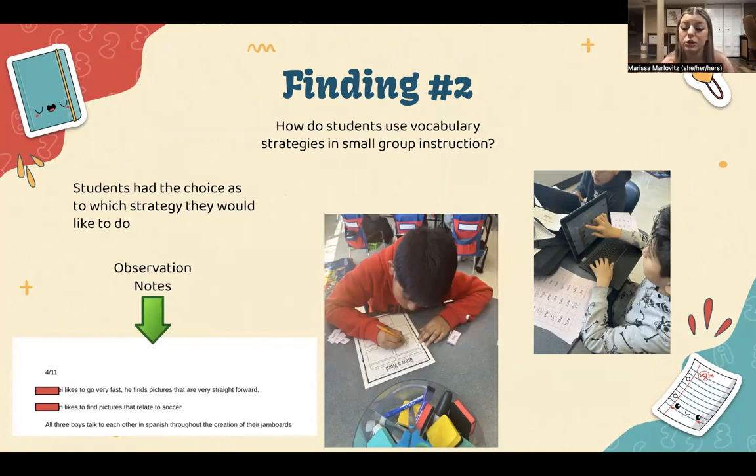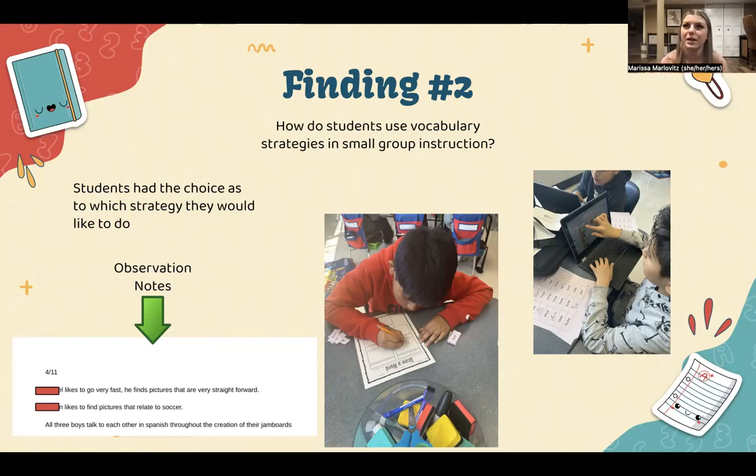One student likes to find pictures that relate only to soccer, which I thought was interesting, but at the same time, it's a 5th grade student. They're going to want to find stuff that interests them. And then also all 3 boys did talk a lot, use strange languaging throughout this process. So they spoke Spanish, and then they also spoke English during the creation of their Jamboards. The 2 pictures that I included, one is one student who preferred pen and paper.